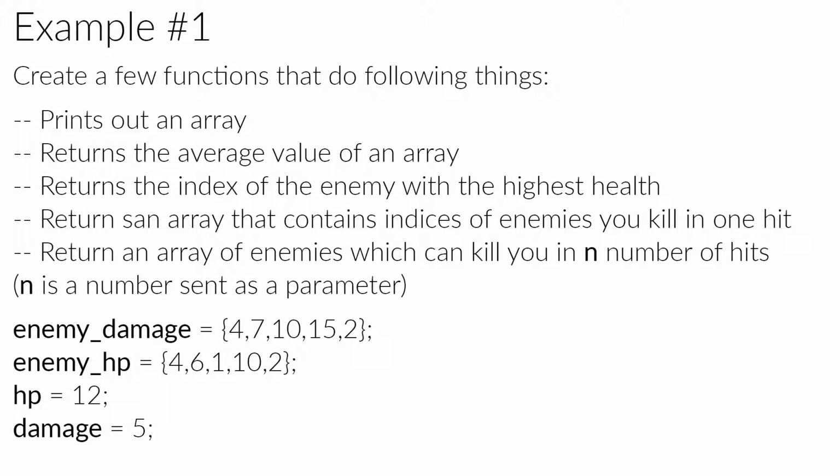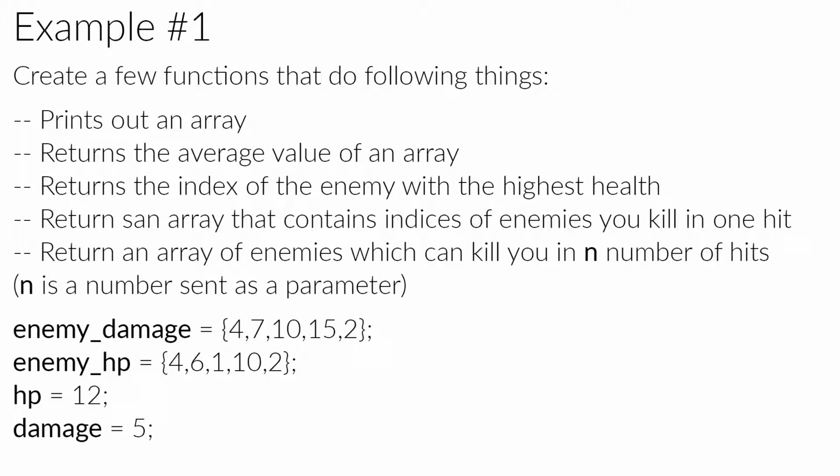Okay, so our first example wants us to create a few helper functions that do the following things. Prints out the array we put in as a parameter, returns the average value of an array as a number, returns the enemy which has the highest health or their index in an array, so which enemy by its index has the highest health in an array. It wants us to create a function which returns an array that indicates which enemies we can kill in one hit, and the last function which wants us to return an array of enemies which can kill us in n number of hits, and n is a number that we send in as a parameter.